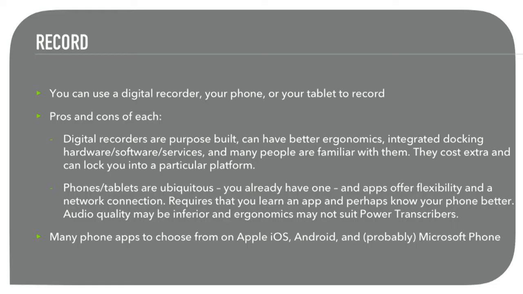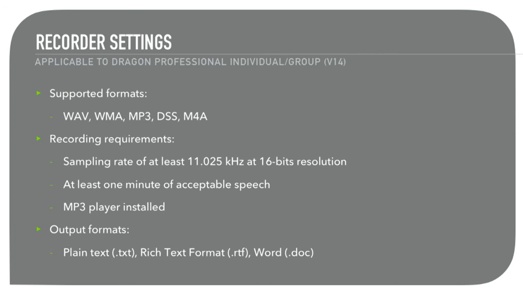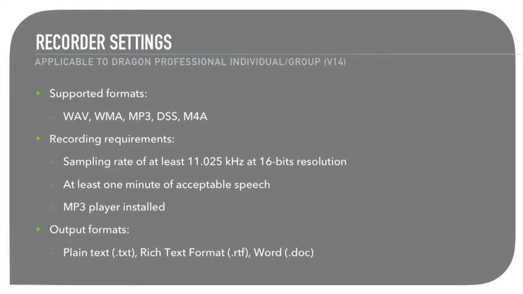In terms of what you use on your phone, there are many apps you can choose from for both Apple and Android platforms, probably also Microsoft Phone. It's just not something I'm particularly familiar with, I'm sorry. So, the settings for your recorder are shown on the screen at the moment. The formats you just saw displayed on the open dialog box for the file when I was setting up that profile. So WAV, WMA, MP3, DSS, which is the Olympus format, or M4A.